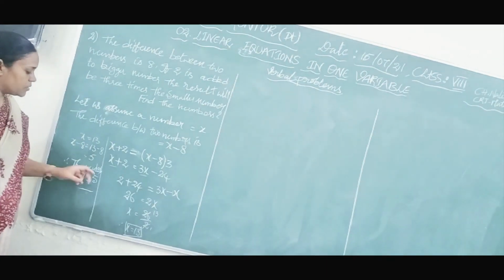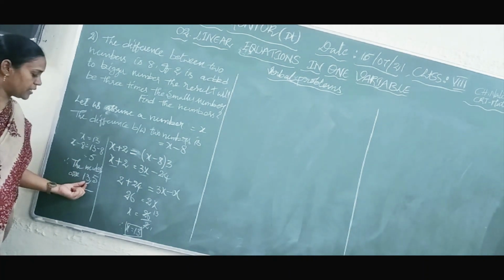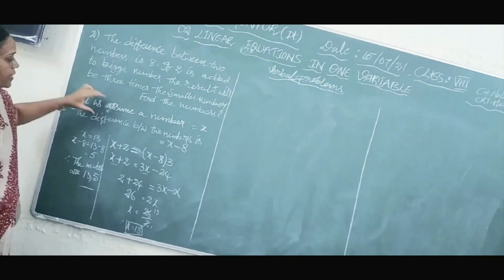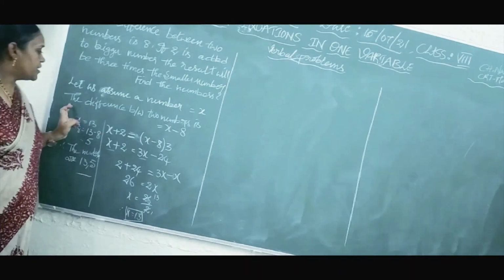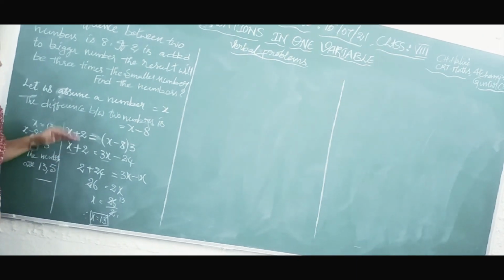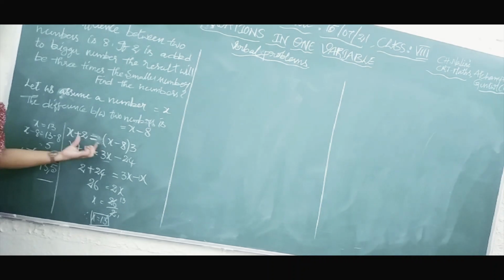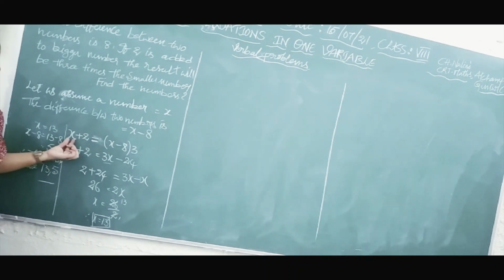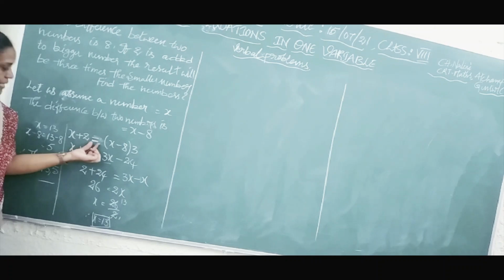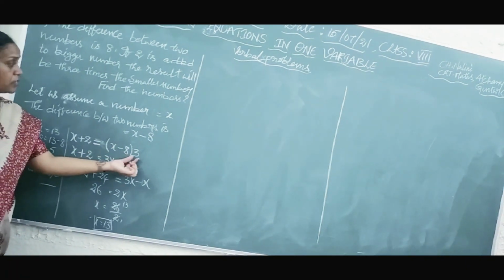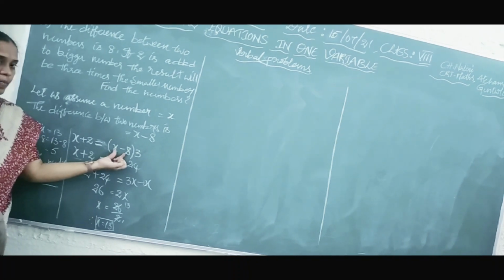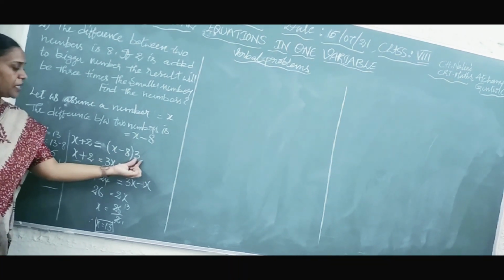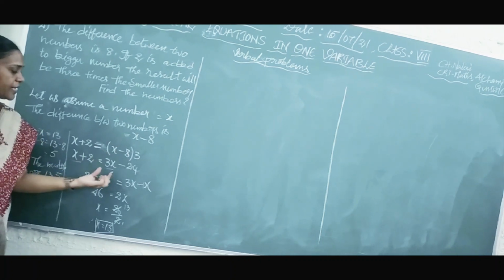Now see this again. Once again, let us assume a number is x. The other number is x minus 8. Now you have to write the equation formation. If 2 is added to the biggest number, the result will be 3 times the smaller number. Now you have to multiply 3 with this whole bracket. We get 3x minus 24.